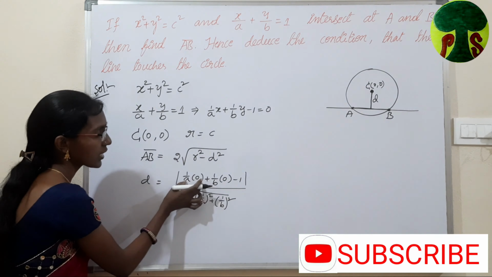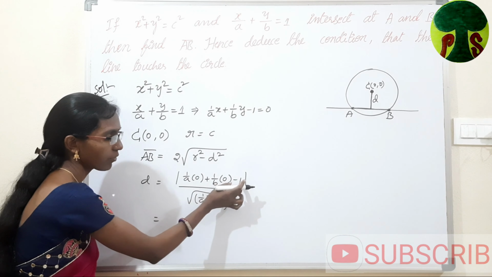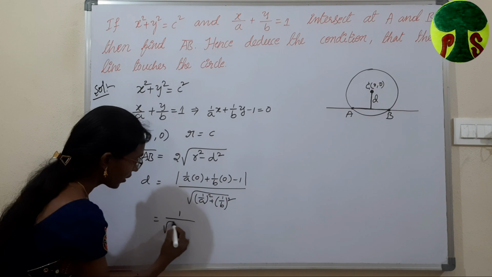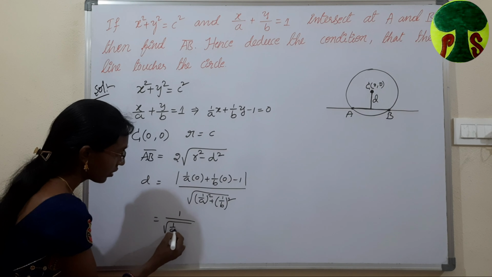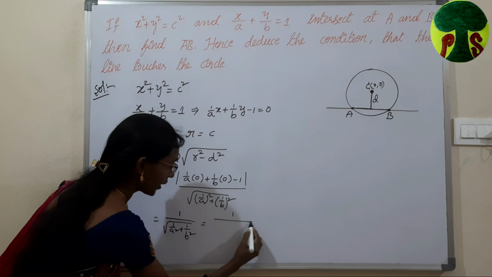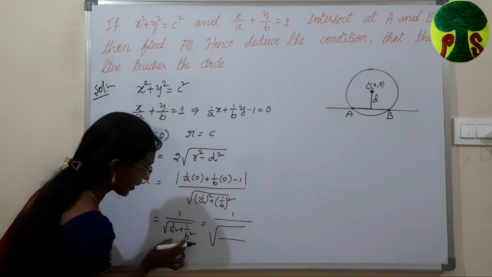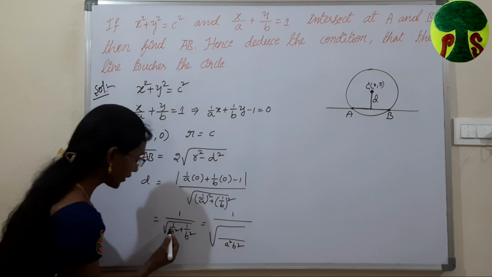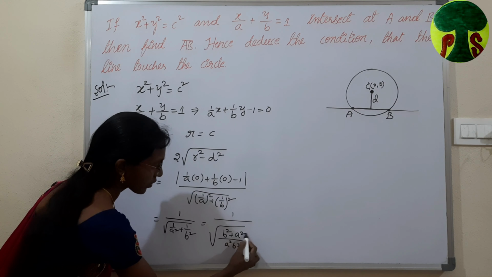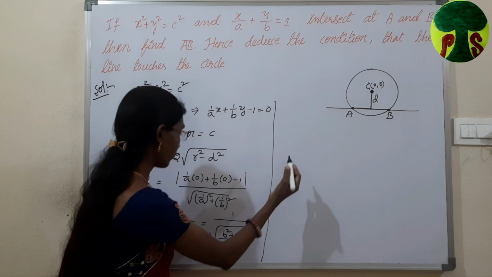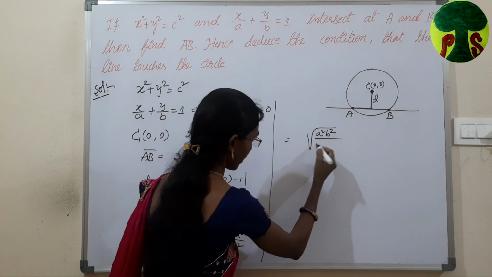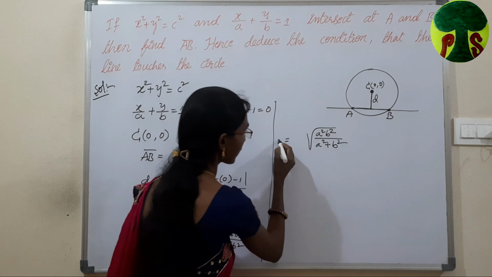That equals to, this term will become 0, this term will become 0, and finally we will get minus 1. Modulus of minus 1 is nothing but plus 1. So 1 divided by square root of 1 by a square plus 1 by b square. Let us take the LCM. 1 by square root of, LCM is a square b square, and the numerator is 1 into b square is b square plus 1 into a square is a square. Next step, that equals to square root of a square b square by a square plus b square. This is the value of d.